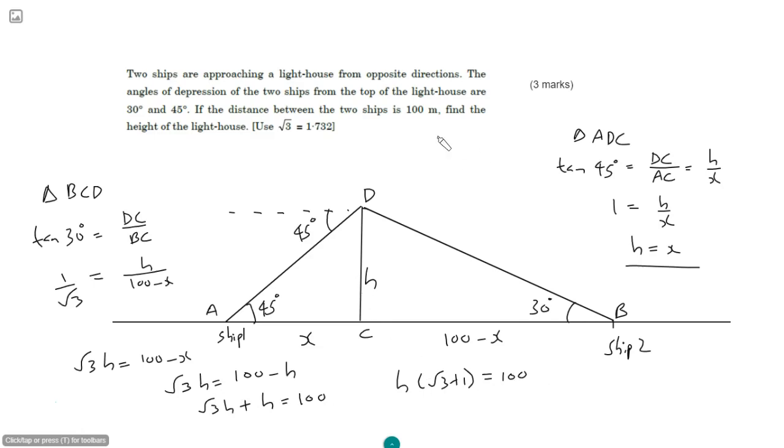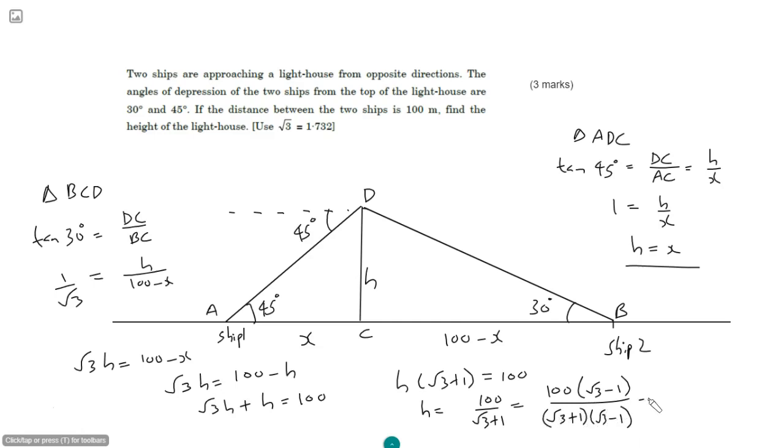We are asked to find the height of the lighthouse, right? So h is equal to 100 by (√3 plus 1). Since they have given us the value of √3, they expect us to find the numerical value of this expression. So we need to simplify this further. Multiply this by √3 minus 1 on both sides. That's how you rationalize the denominator.